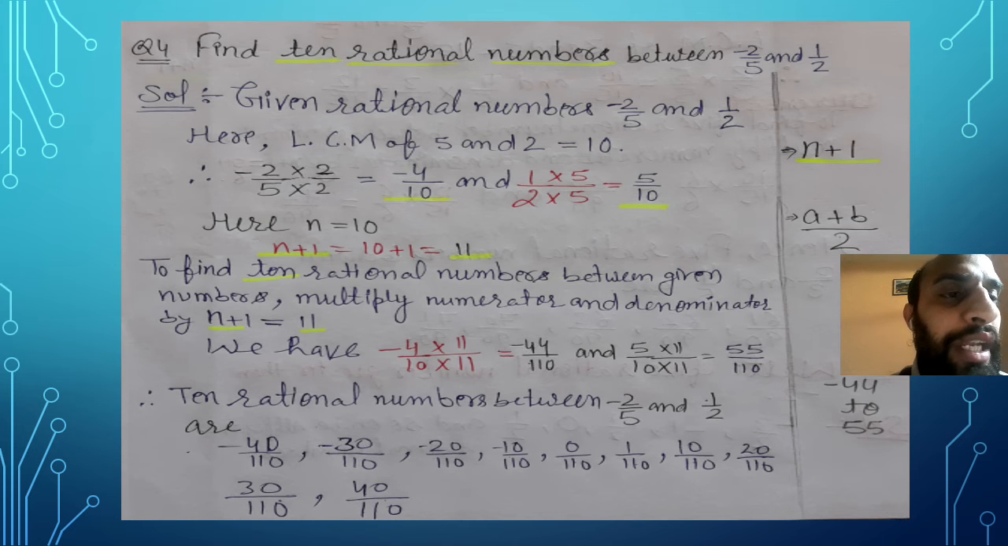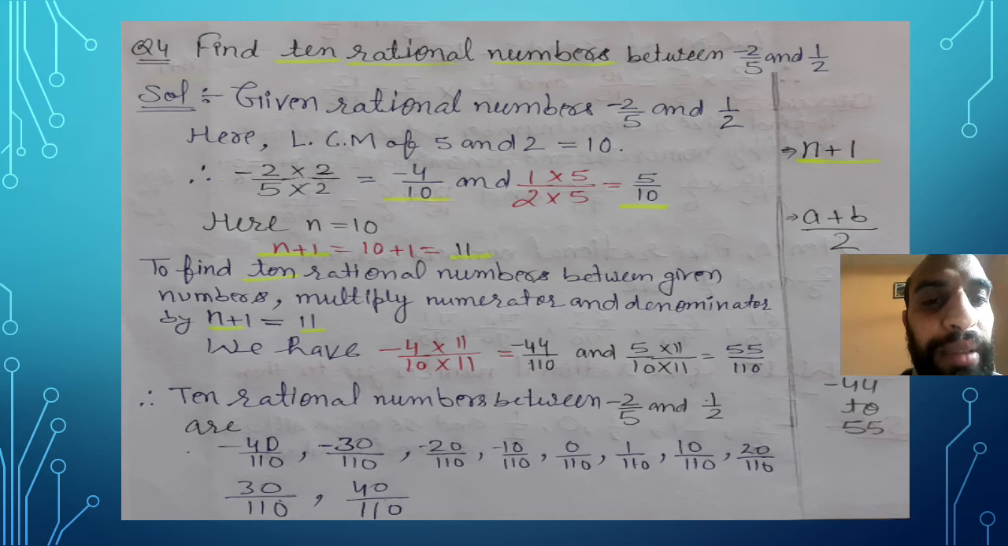We have so many numbers. You can see like that, minus 43, minus 42, minus 41, then 0, 1, 2, 3, 4, 5, 6 up to 55. So many numbers we have. Then you can write any number from minus 44 to 55, divide that number by 110, that is your answer.